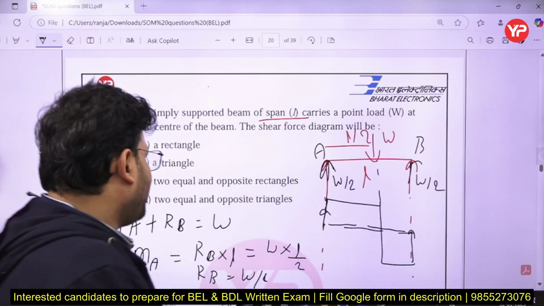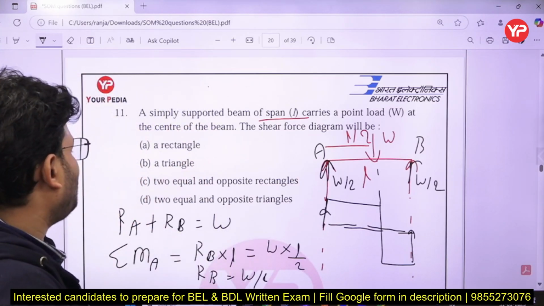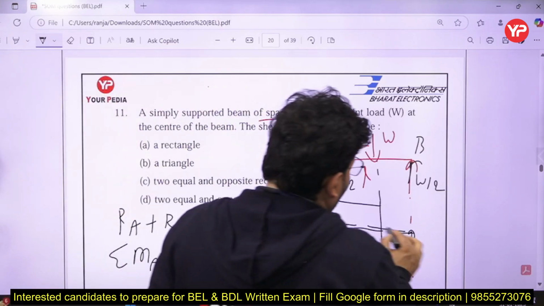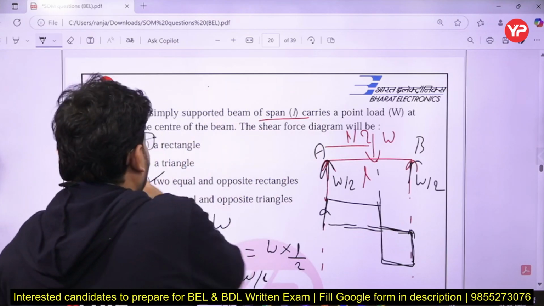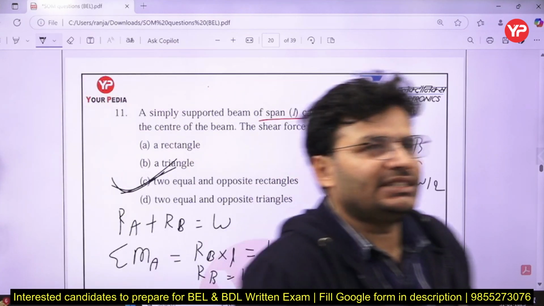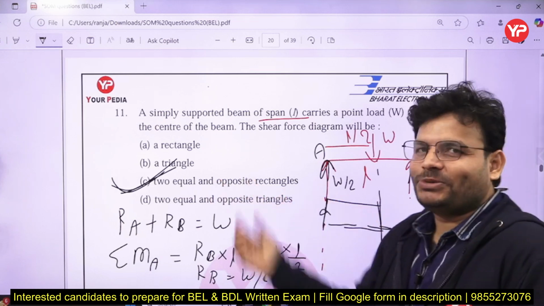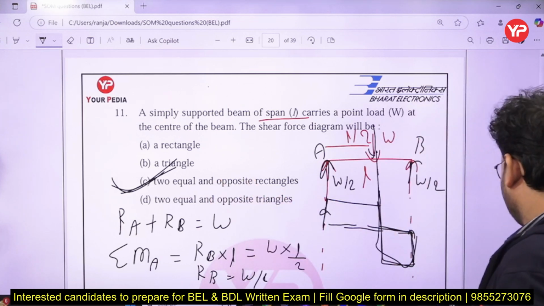Now see, what is this? A rectangle, a triangle, two equal and opposite rectangles, two equal and opposite triangles. So two equal and opposite rectangles are there. I am not drawing it to scale. So what can be the answer, my dear friends? C for Chennai is the right answer. This is not up to scale, okay? Here it is two equal and opposite, because the load is acting at the center. So it will be like that.